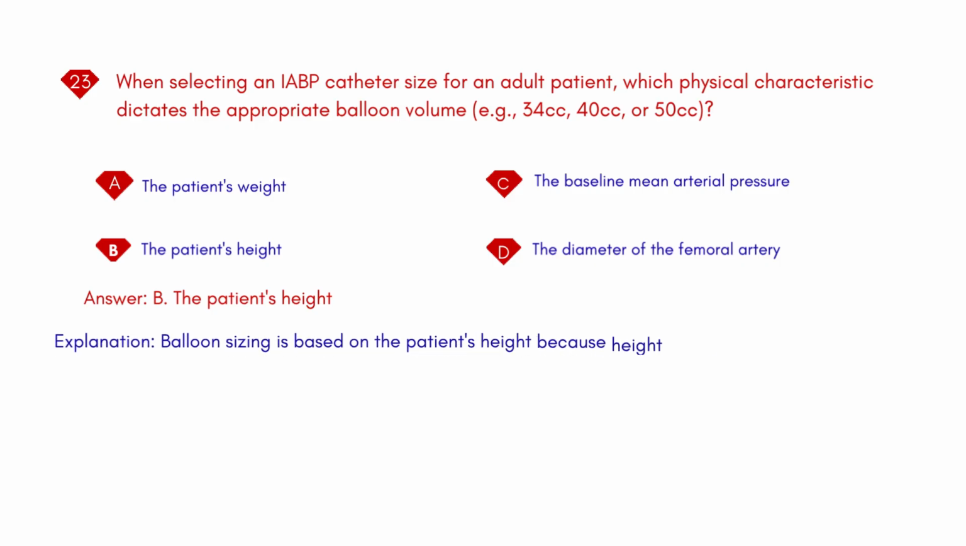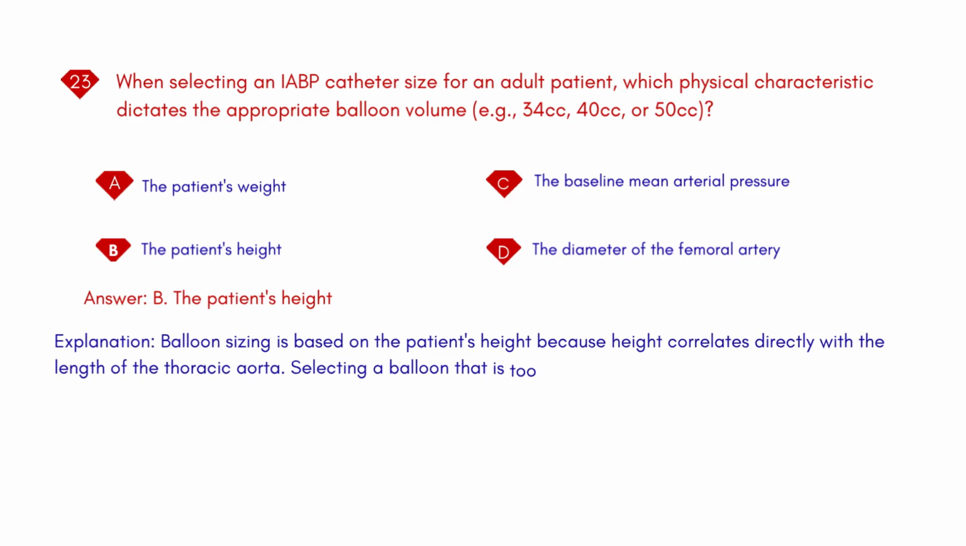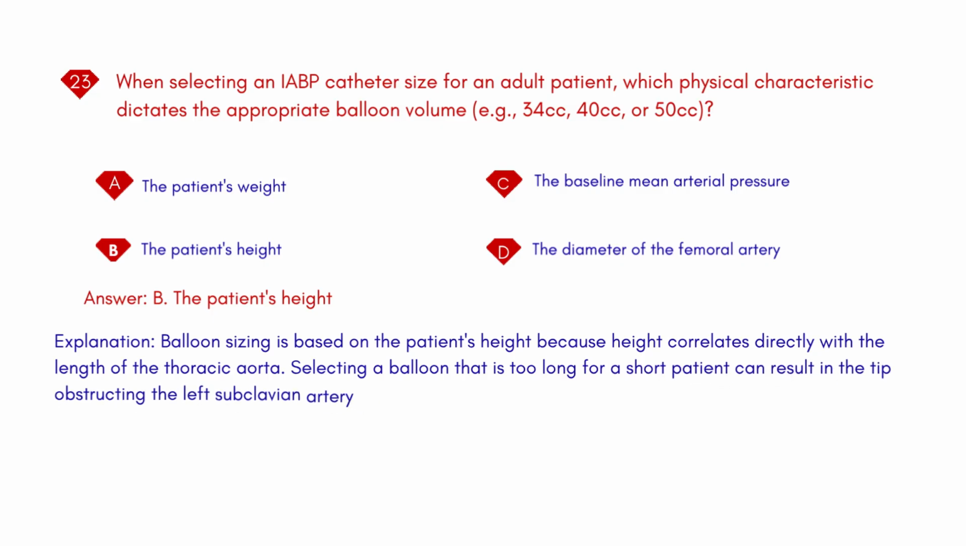Explanation: balloon sizing is based on the patient's height because height correlates directly with the length of the thoracic aorta. Selecting a balloon that is too long for a short patient can result in the tip obstructing the left subclavian artery or the base obstructing the renal arteries.